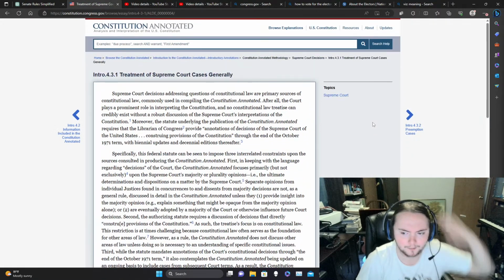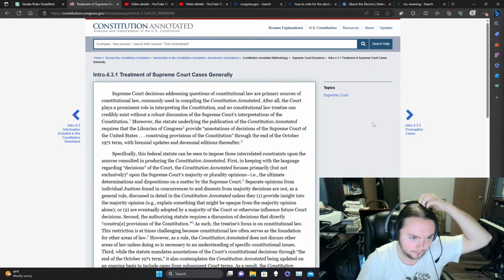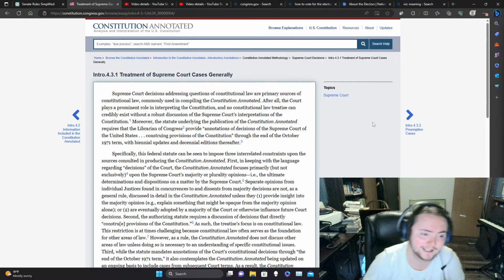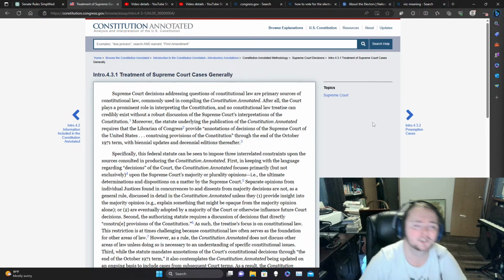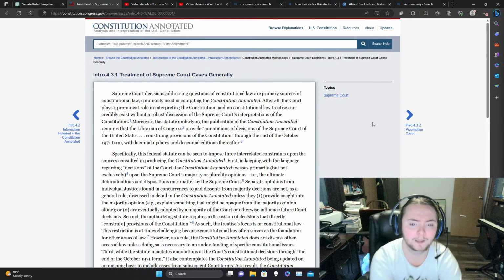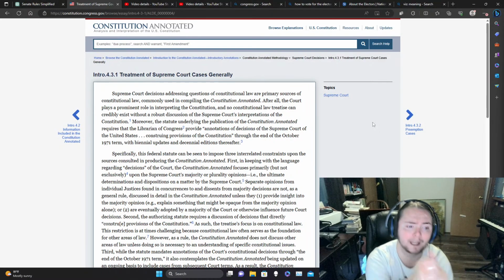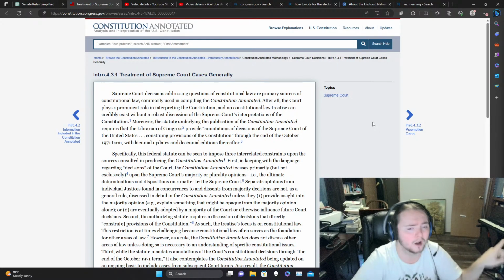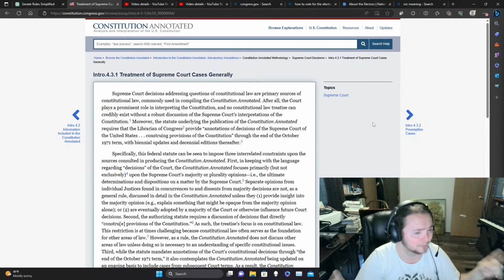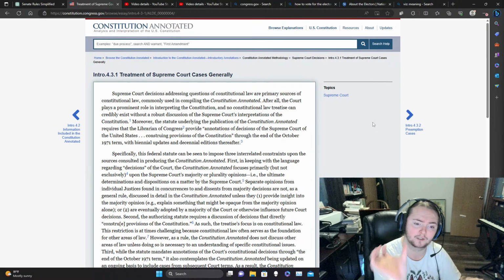We can go ahead and pop on over here into 4.3.1, the treatment of Supreme Court cases generally. Supreme Court decisions addressing questions of constitutional law are primary sources of constitutional law. Understand that? Commonly used in compiling the Constitution Annotated. After all, the Supreme Court plays a prominent role in interpreting the Constitution, and no constitutional law treatise can credibly exist without a robust discussion of the Supreme Court's interpretations of the Constitution.